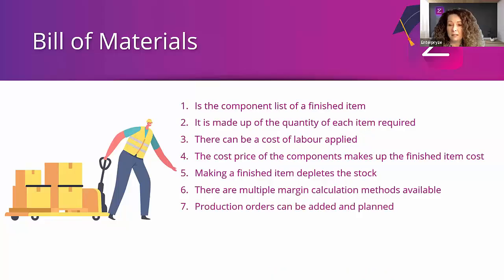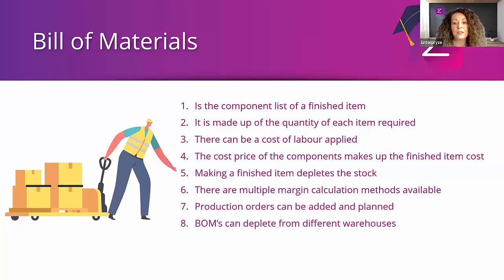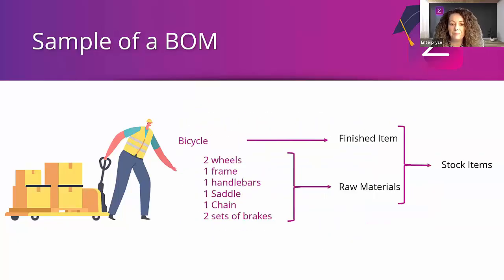Production orders, of course, as we said, can be planned and added for Bill of Material items. BOMs can deplete from different warehouses. So this is where you might have multi-level bill of materials, but your components might also be in different warehouses as well and different locations within the warehouses. So they can deplete from the required areas. And of course, as we said from the very beginning, they can be part of a multi-level BOM.